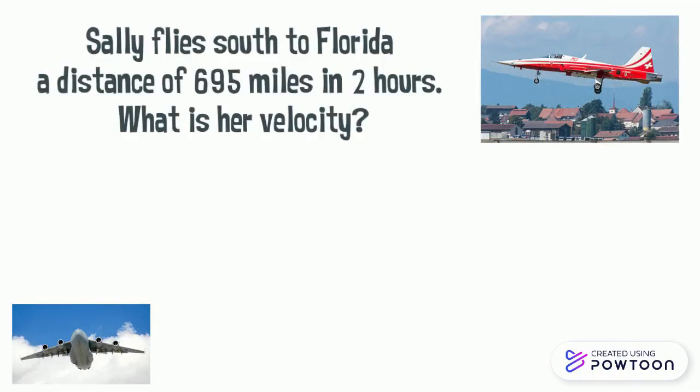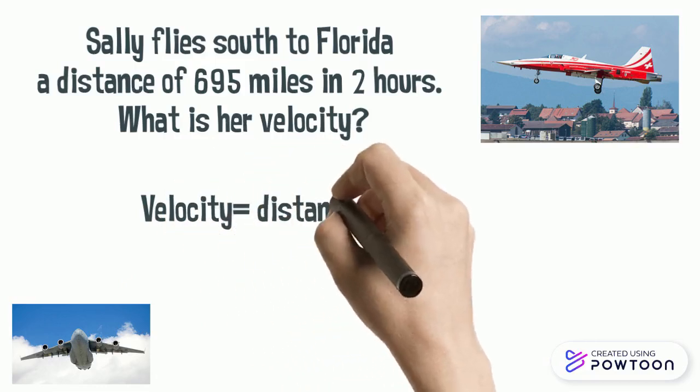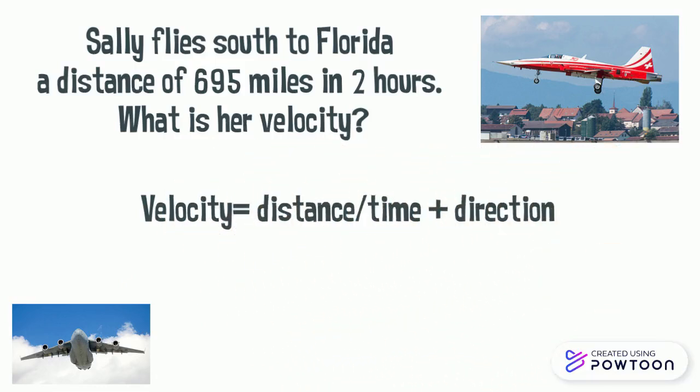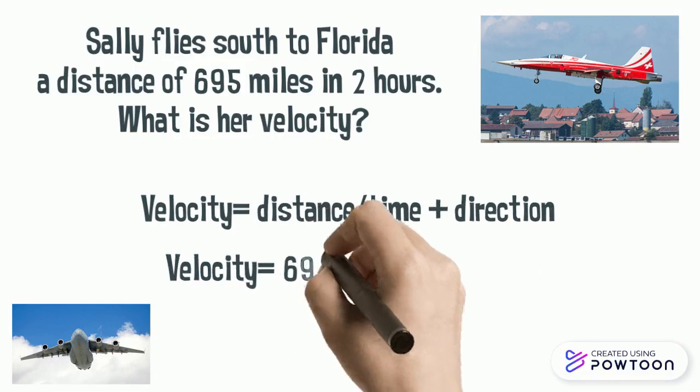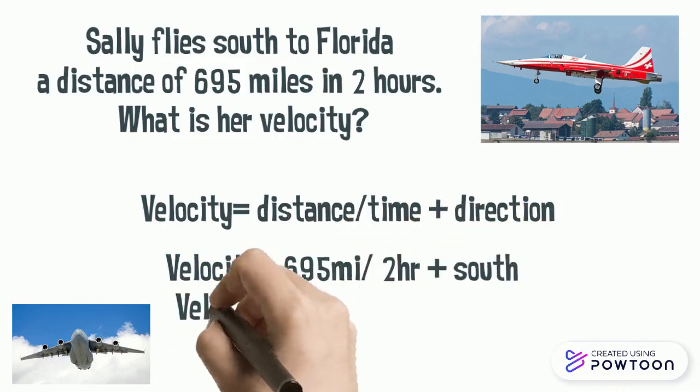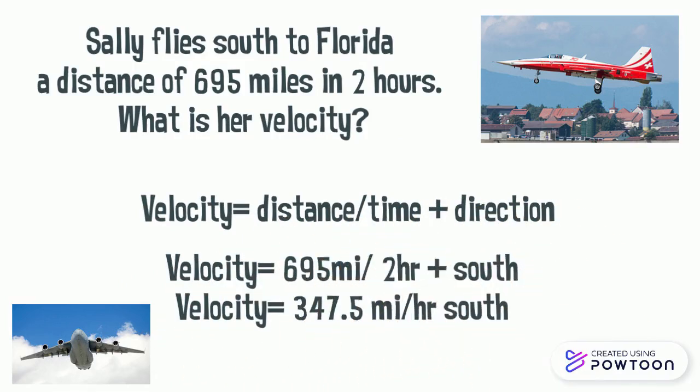In order to find velocity, we're going to use our formula, distance over time plus direction. So if Sally flies 695 miles in 2 hours, we would divide those two and get 347.5 miles per hour, and don't forget to add south for velocity.